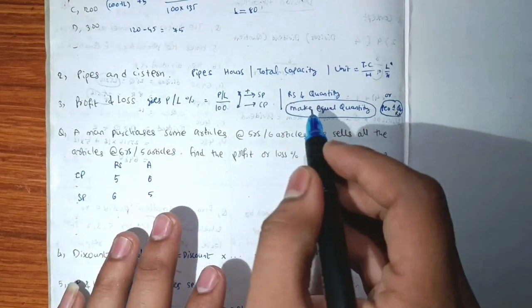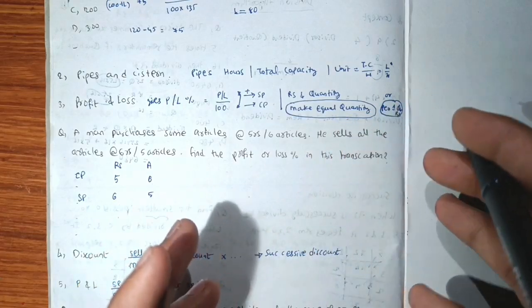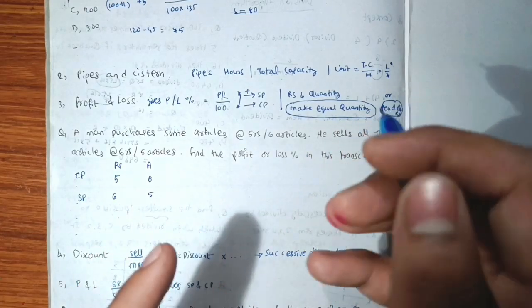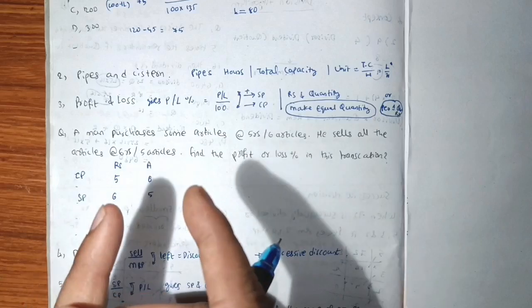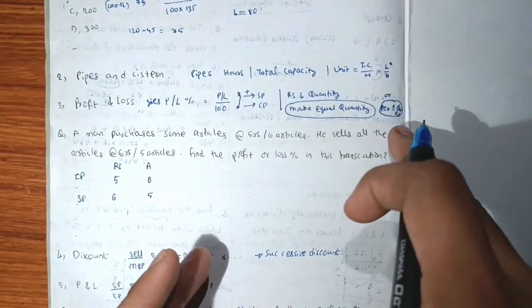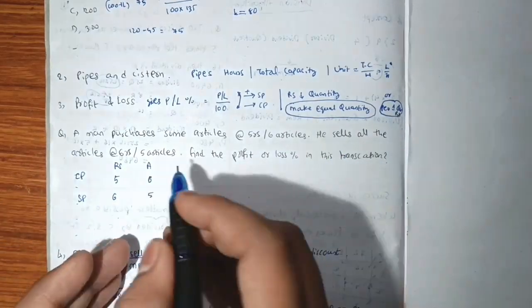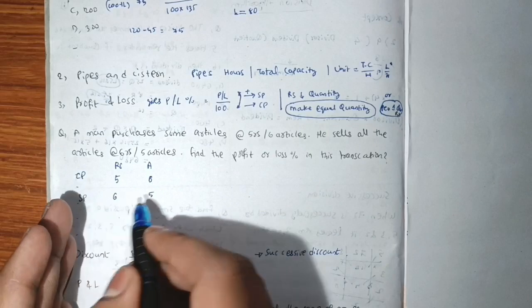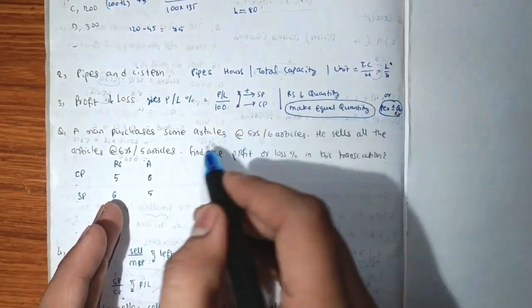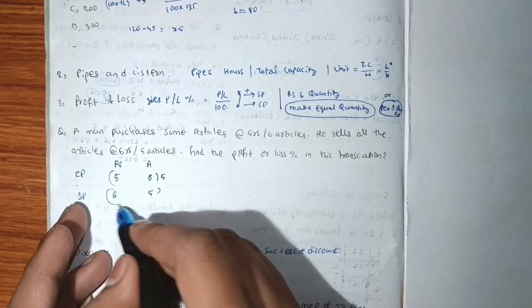So use the same trick: we need to make the quantity equal, or we need to calculate the rupees per one quantity. First let us apply this trick, later let us see it by the other trick. We have already seen this question, so nothing to worry. Here you need to make the quantity equal. So I am writing like this: here I am multiplying with 5, here I am multiplying with 6.